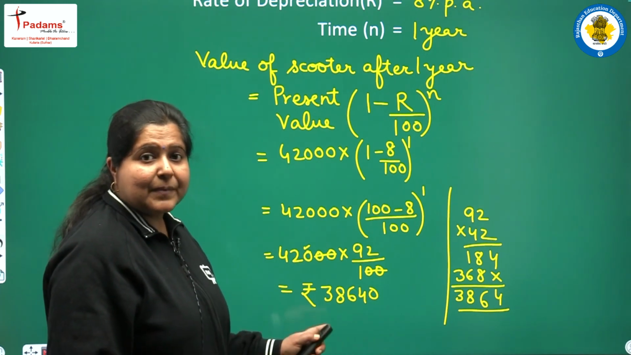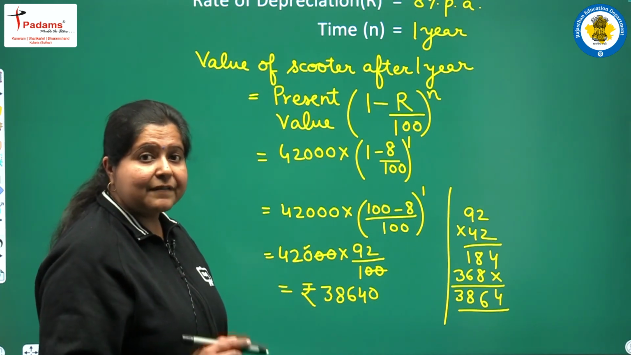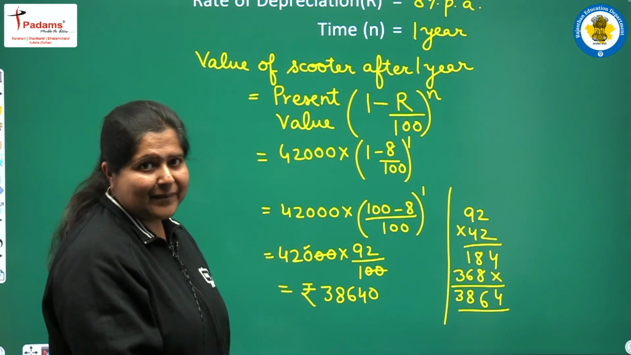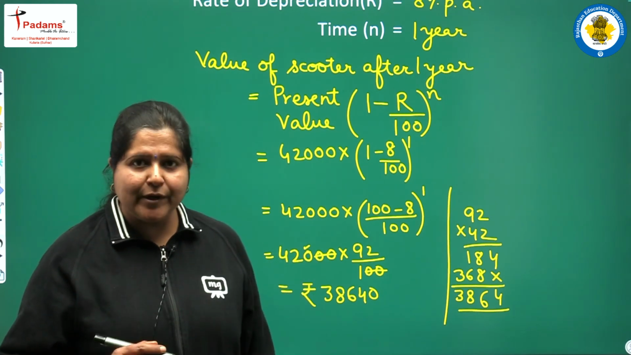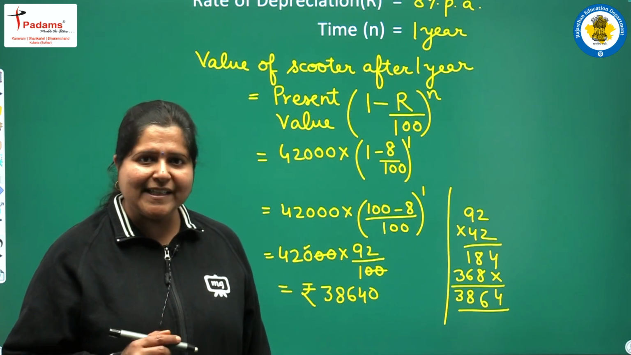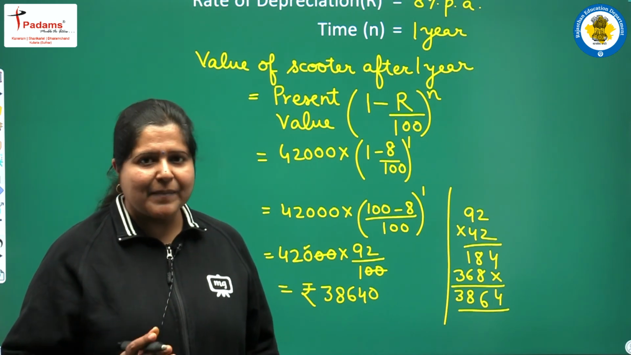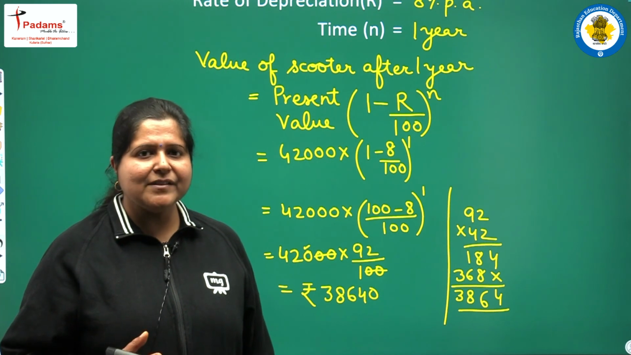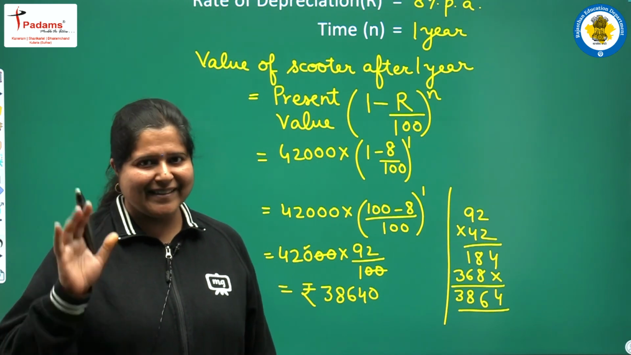So this is the price or the value of the scooter after 1 year, which has decreased. So this was exercise 8.3, and with this we complete this chapter of comparing quantities. I hope everything is clear. Practice these questions and we will meet soon with the new chapter. Goodbye.